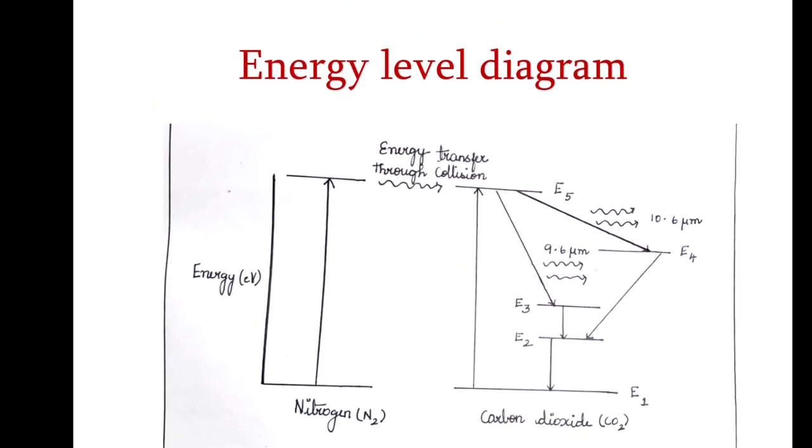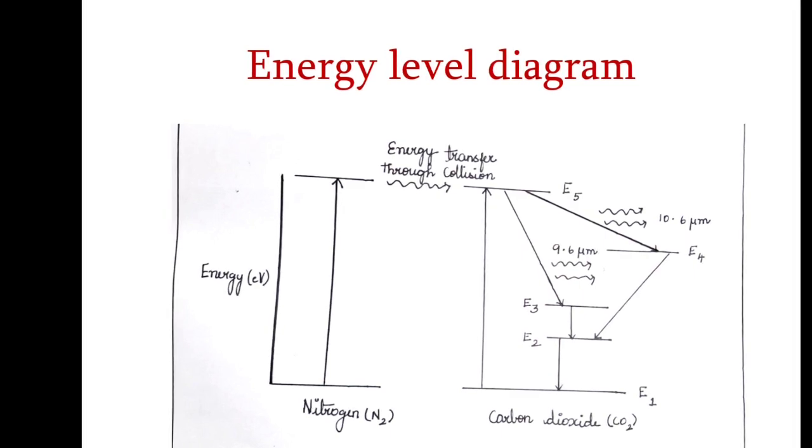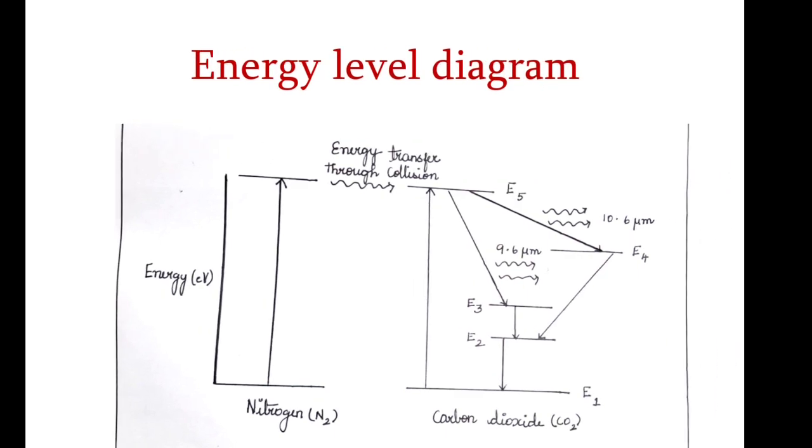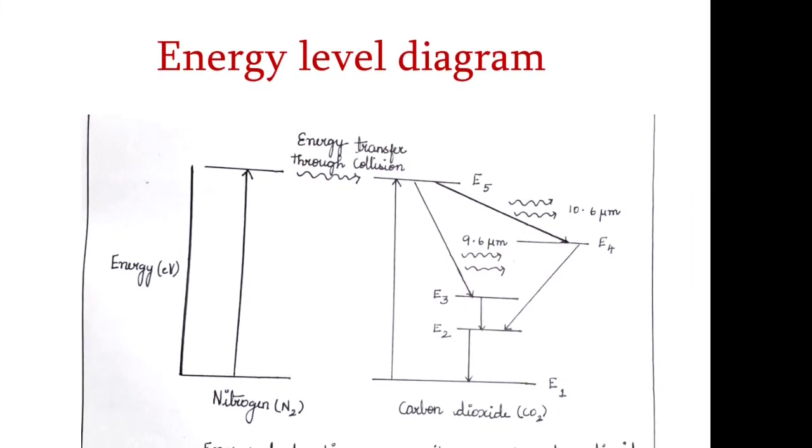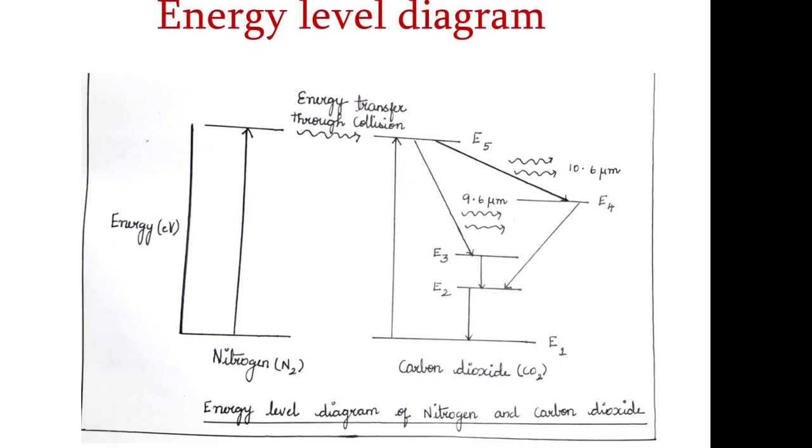When electrical discharge is given to the quartz tube, the nitrogen sitting at the ground state will gain some energy from the free electrons, and then they will move to the excited state of the nitrogen. The excited state of the nitrogen and the E5 level of carbon dioxide are of same energy.